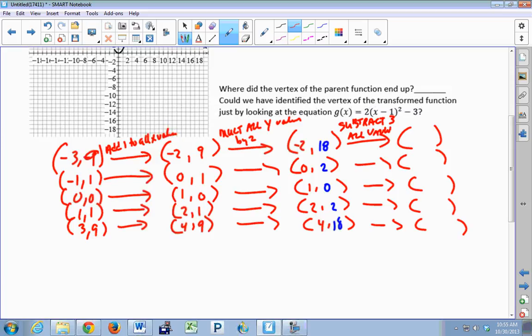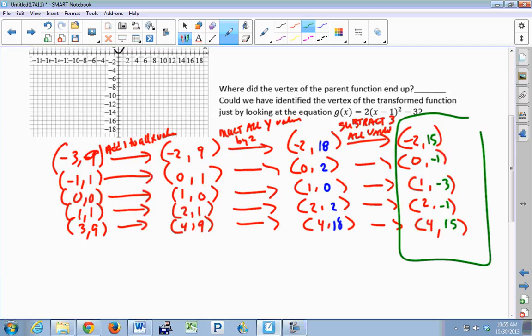So again, my x values stay the same. Nothing to do there. And now I subtract 3 from all of my y values, which gives me 15, -1, -3, -1, 15. So these are now the points I graph, and those are the solutions. Those points represent some of the solutions. There's an infinite number of solutions to this particular function.